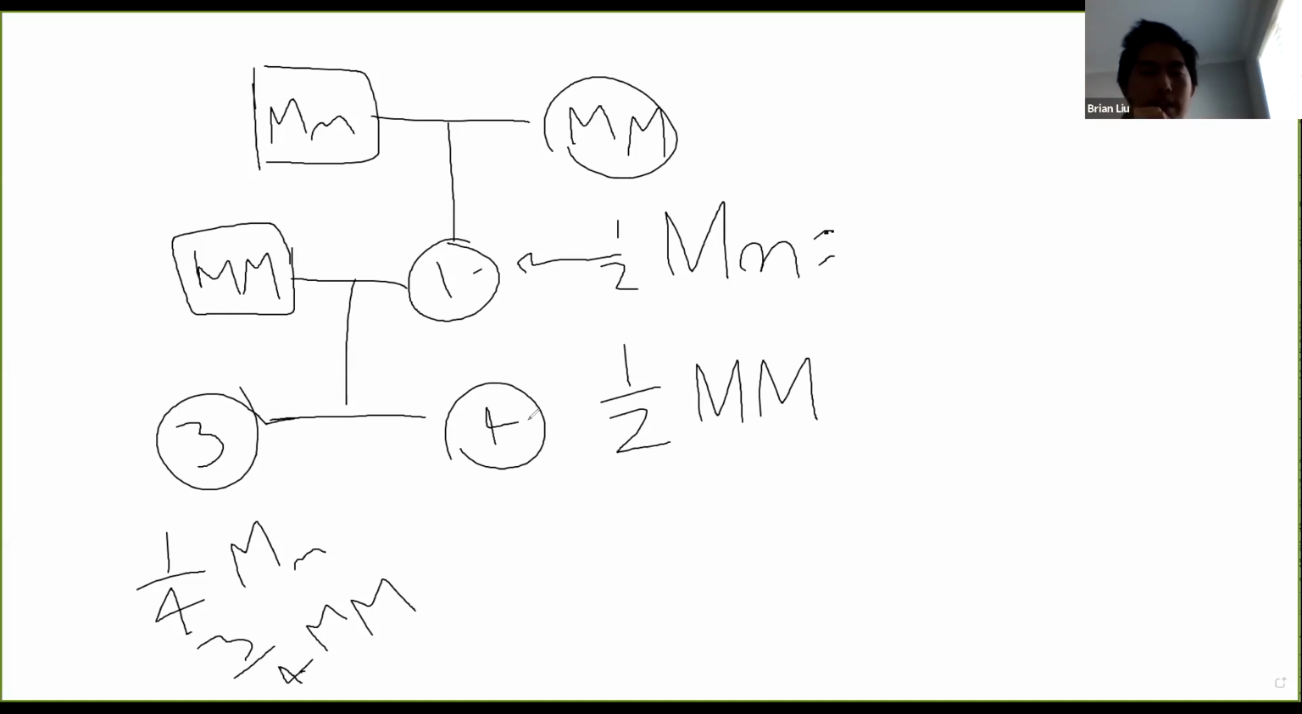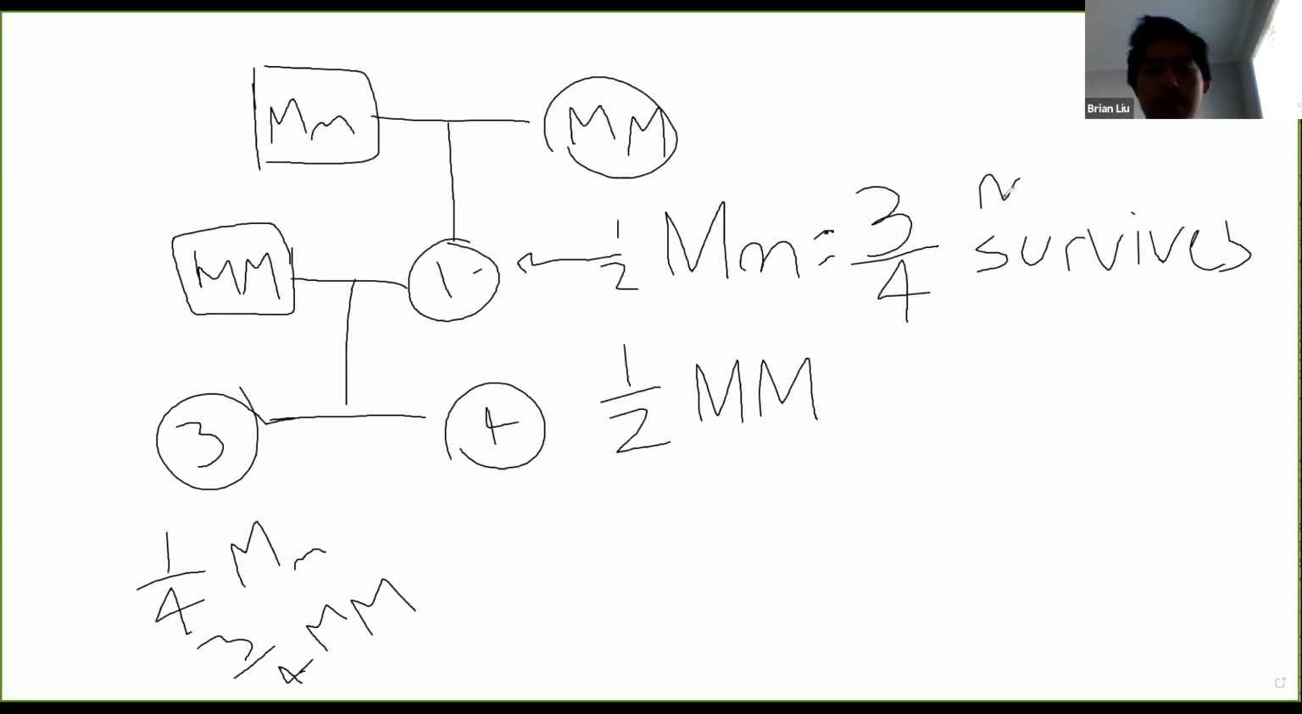what is the probability that this little m dies in the next generation? Well, we actually calculated that while doing the one generation case. There's a 3/4 chance that the mutation survives.